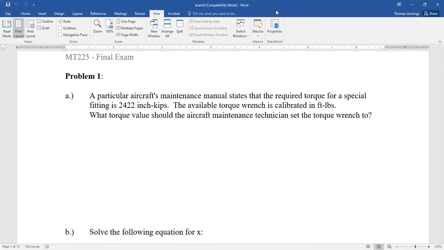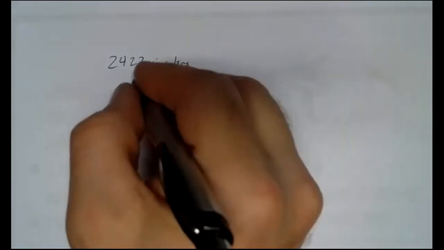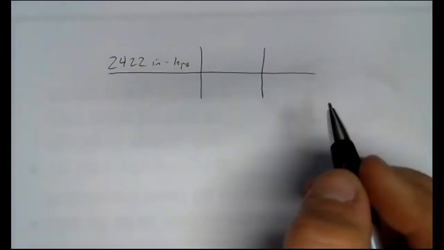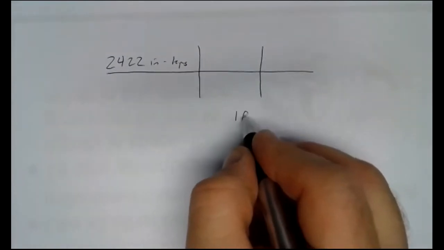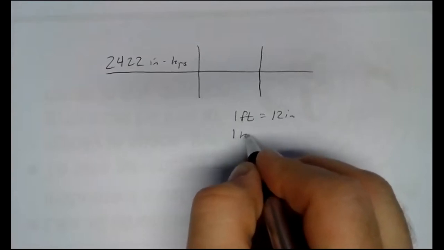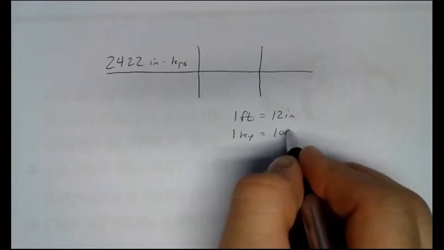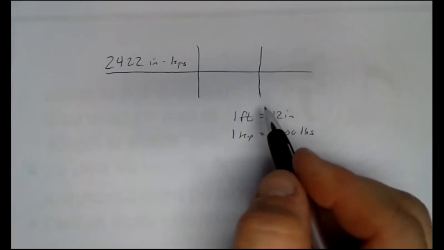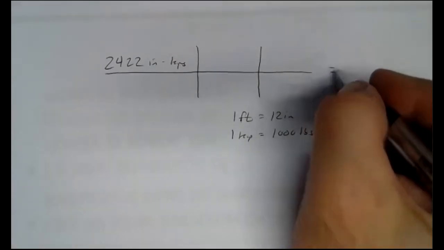And to do that, we've got 2,422 inch kips, and we want to go to foot-pounds. So we've got to convert the inches to feet and the kips to pounds. And this is basically an application of the box method, where you plug in your conversion factors. 1 foot is 12 inches, and the relatively simple 1 kip is 1,000 pounds. And you can use that to figure out what the torque is going to be.